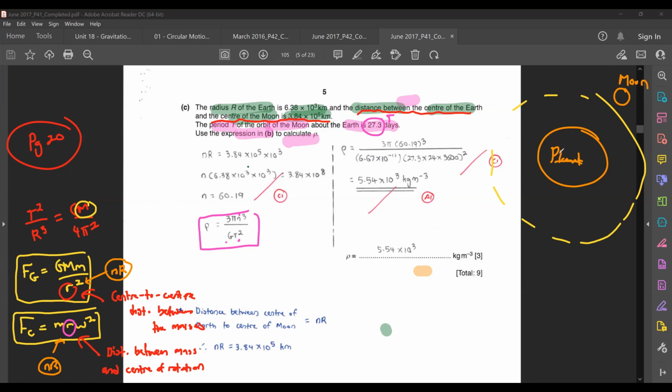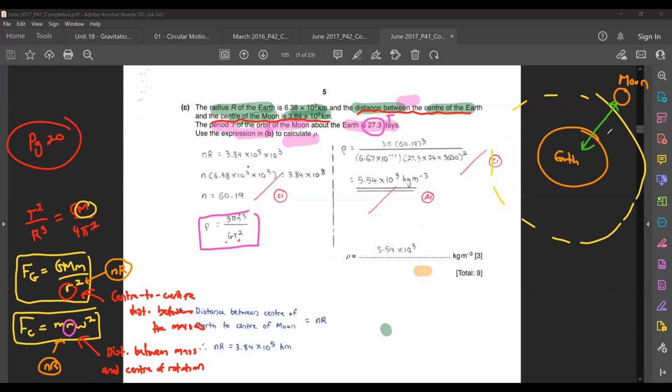It's Earth. Sorry, this one was your Earth, and this one was your moon.